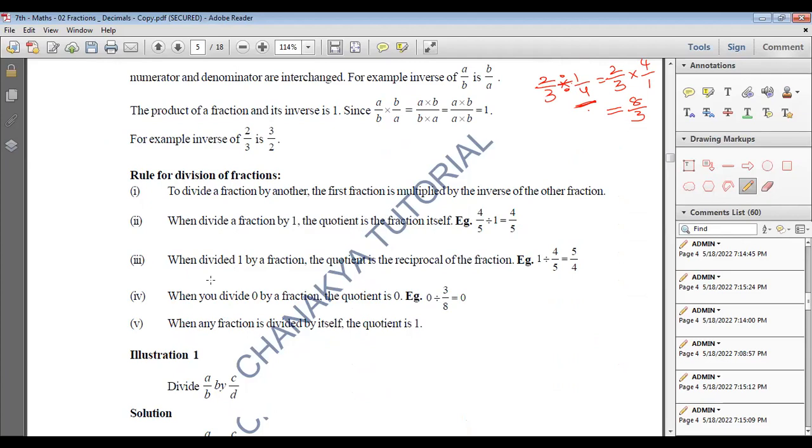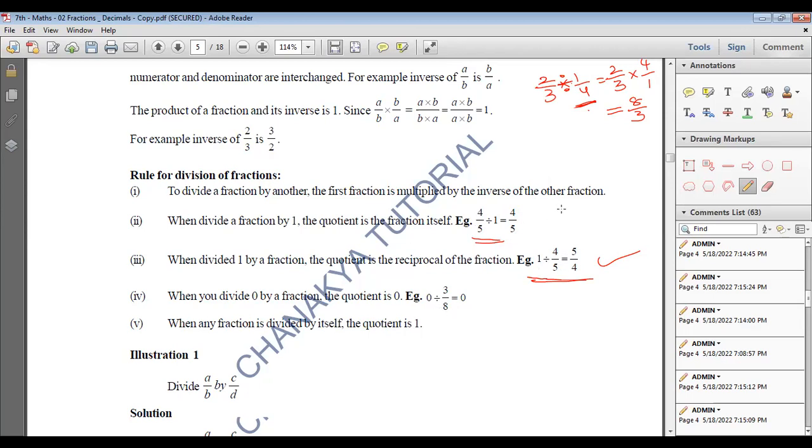See children, this is also most important. In some cases we can use it directly. There is a question here, 1 divided by 4 by 5. So we have to take the reciprocal. Coming to any fraction divided by 1: when divided by 1, the quotient of a fraction is itself. So 5 by 10 divided by 1 will also be equal to 5 by 10.